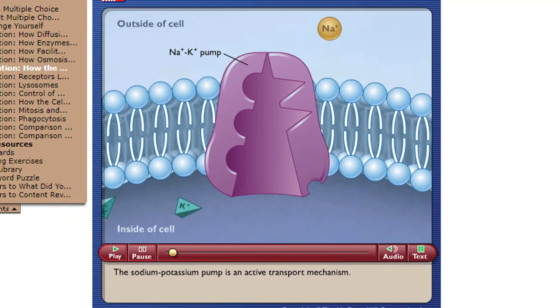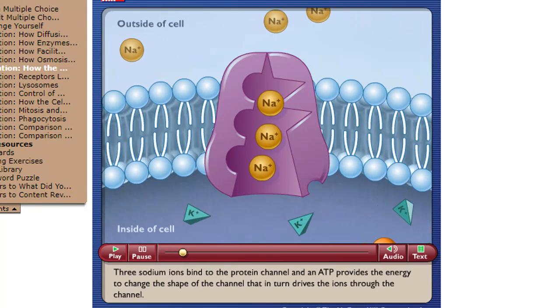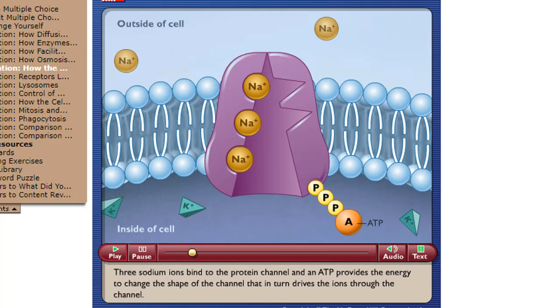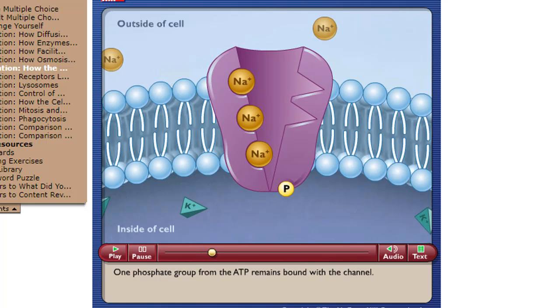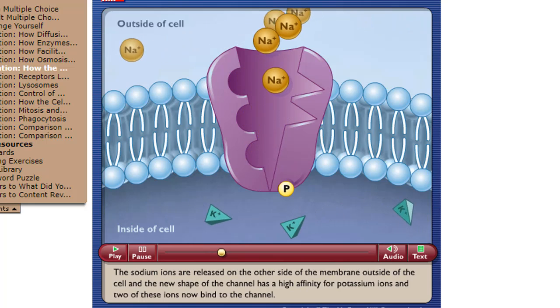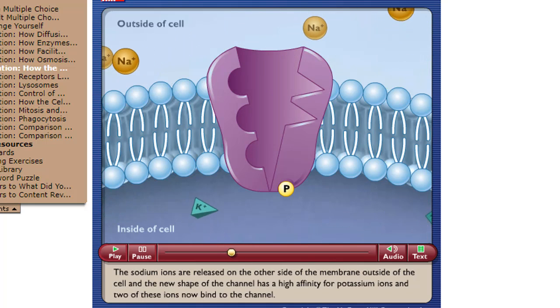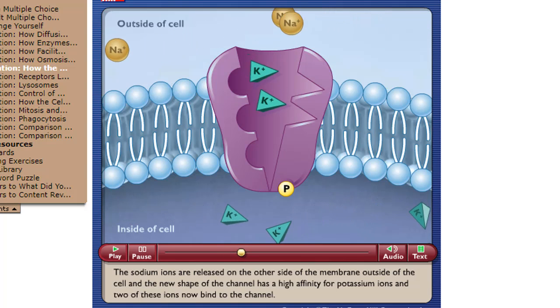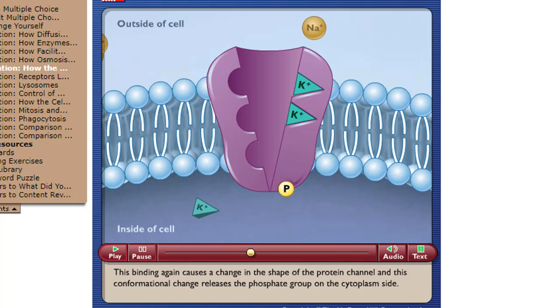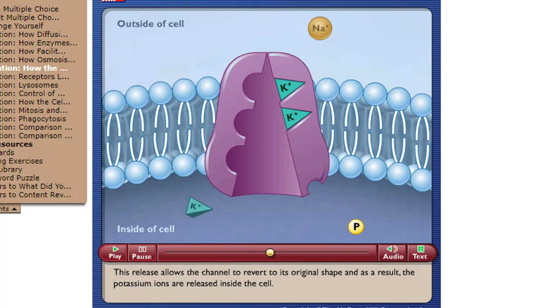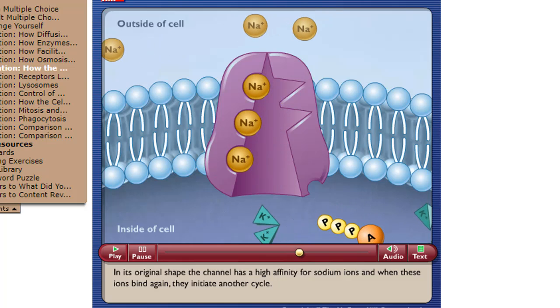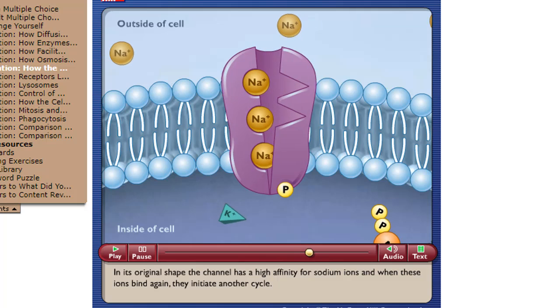The sodium-potassium pump is an active transport mechanism. 3 sodium ions bind to the protein channel, and an ATP provides the energy to change the shape of the channel that in turn drives the ions through the channel. 1 phosphate group from the ATP remains bound with the channel. The sodium ions are released on the other side of the membrane, outside of the cell, and the new shape of the channel has a high affinity for potassium ions, and 2 of these ions now bind to the channel. This binding again causes a change in the shape of the protein channel, and this conformational change releases the phosphate group on the cytoplasm side. This release allows the channel to revert to its original shape, and as a result, the potassium ions are released inside the cell. In its original shape, the channel has a high affinity for sodium ions, and when these ions bind again, they initiate another cycle.